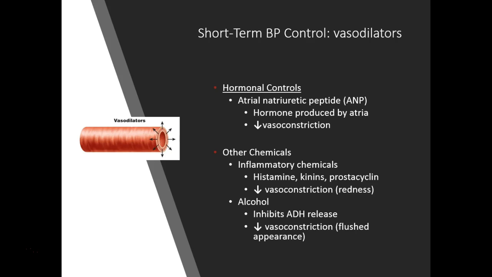Some of the other chemicals include some inflammatory chemicals, which are a part of the blood pressure autoregulatory changes that we'll look at, and the mechanisms that initiate those changes that we'll look at when we go a little bit further into this particular chapter. But most of these are going to decrease vasoconstriction. Alcohol inhibits antidiuretic hormone. Antidiuretic hormone, remember, is called vasopressin. So if you inhibit vasopressin, you inhibit vasoconstriction.